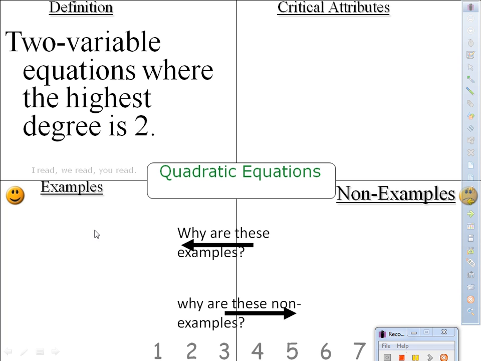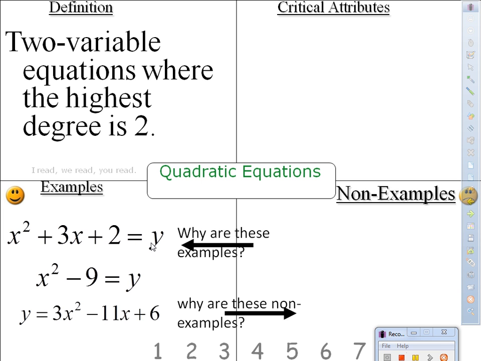2. Some of the examples, like I said, you don't even have to copy this. Just pay attention. Some of the examples: x squared plus 3x plus 2 equals y, x squared minus 9 equals y, y equals 3x squared minus 11x plus 6. So, those are examples of quadratic equations. They look very similar to quadratic functions, right?